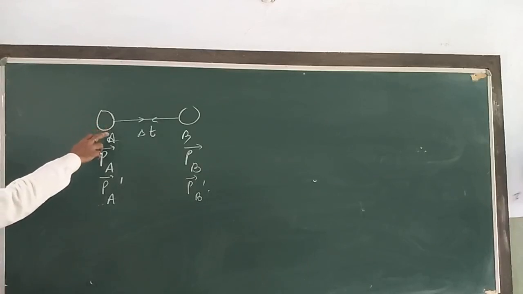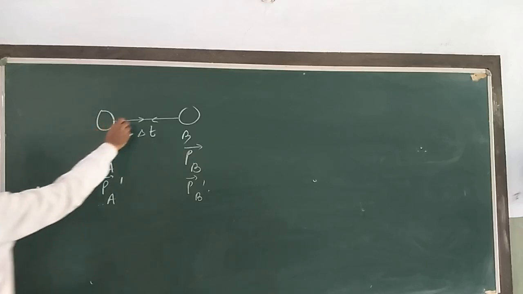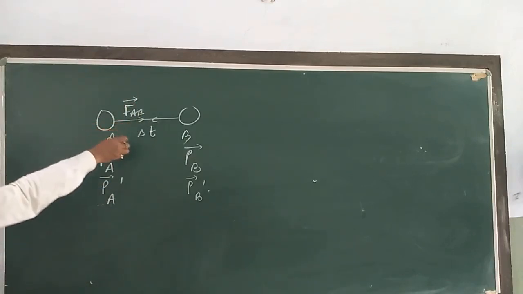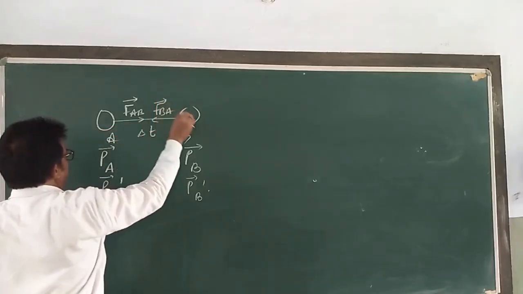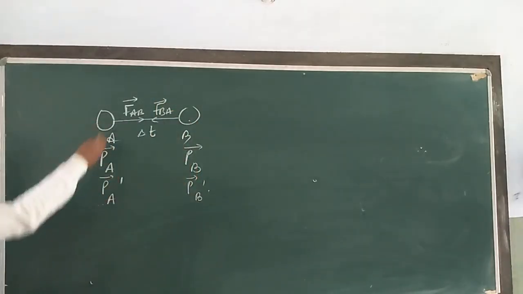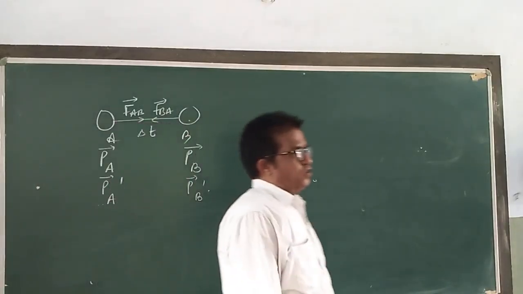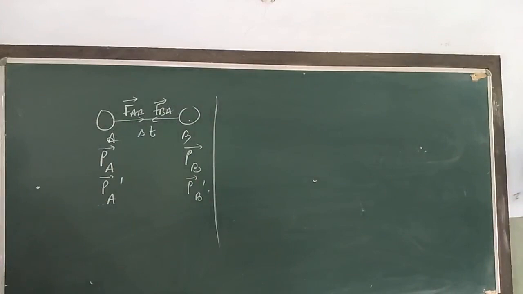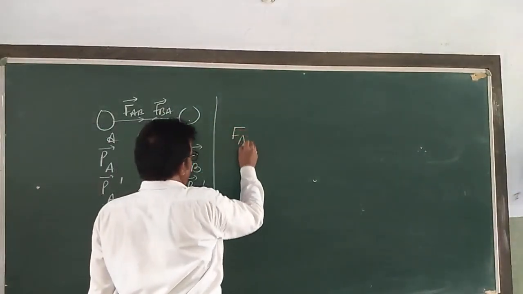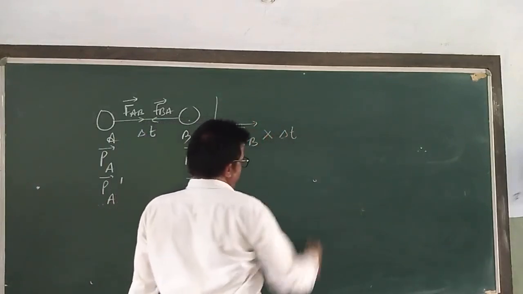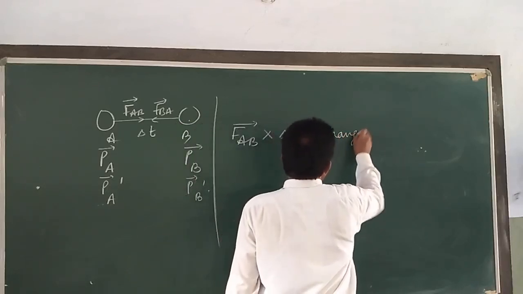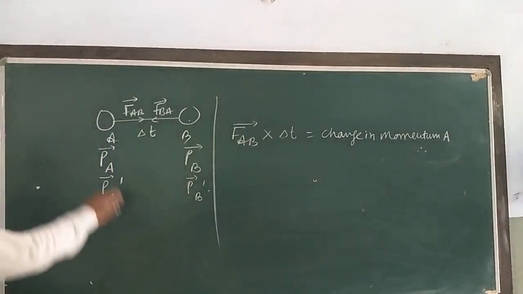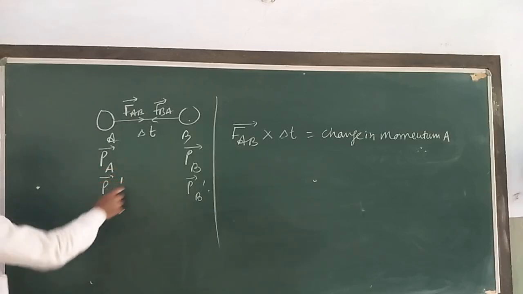If FAB is the force on A exerted by B, and FBA is the force on B exerted by A, then, my dear children, according to Newton's second law, we know very well, force into time delta t is the change in the momentum of A. This is according to Newton's second law. That is change in the momentum, PA dash minus PA.